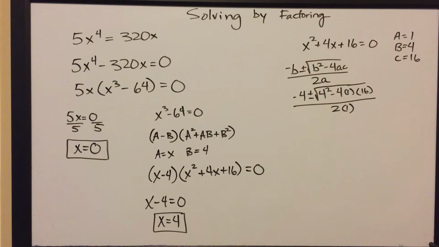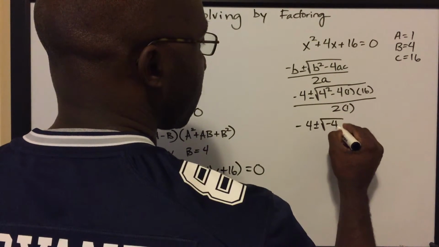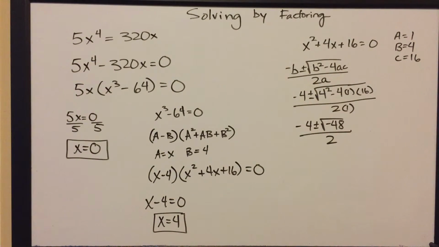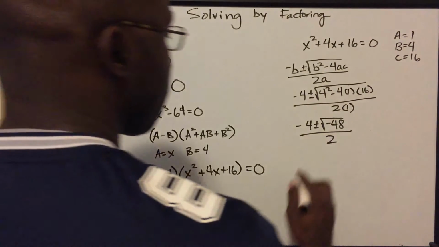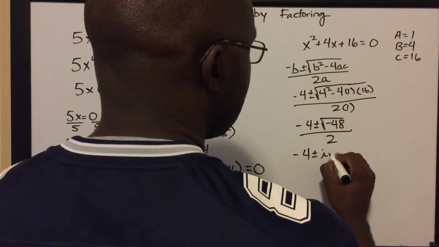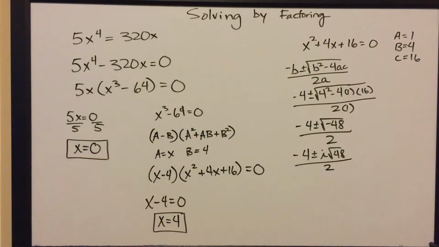So if we go ahead and do the simplifying there, that will be minus 4 plus or minus the square root of negative 48, all over 2. And we know that we cannot have a negative under the square root sign, so we pull that out as an i. So it's minus 4 plus or minus i square root of 48 over 2. Then we simplify this square root of 48. That will be the square root of 16 times 3.